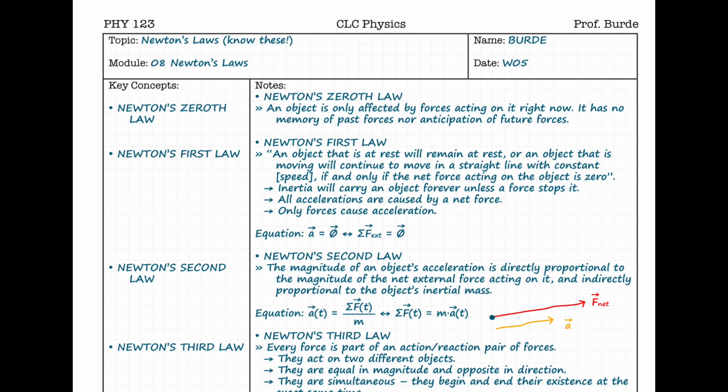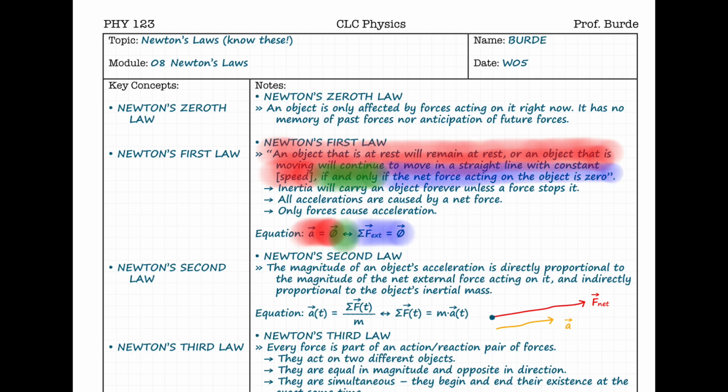Newton's first law talks about the effect of forces. It says that an object that is at rest will remain at rest, or an object that is moving will move in a straight line with constant speed. Both of those are fancy ways of saying that the acceleration is zero if and only if, our biconditional term, the net force acting on the object is zero.